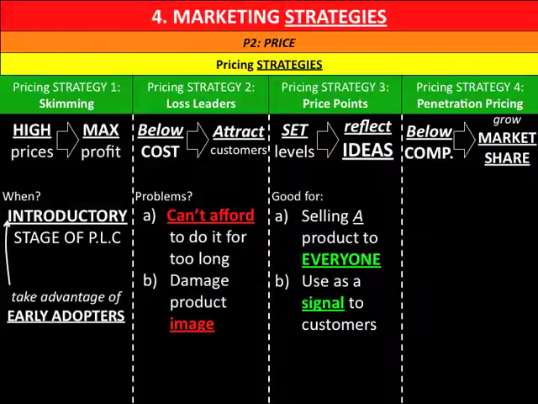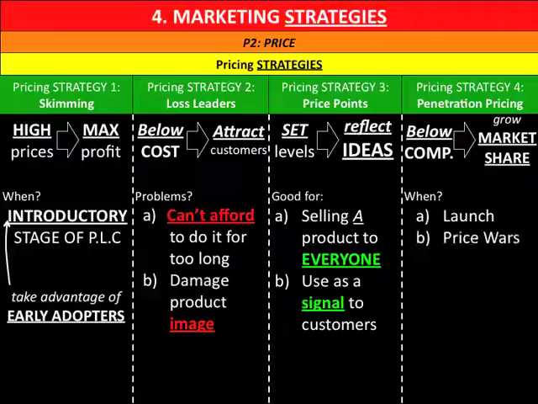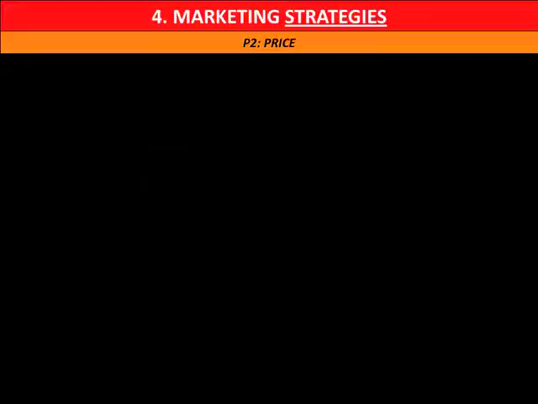And this is when you've got an oligopoly, you've got a couple of large businesses, and you want to break into that market. You're not necessarily going to set it below cost, but you're going to set it below the competitors' prices because you want to grow your market share and then put it up later. When do you use this? Well, you use it when you're launching a product, or when you're having price wars with say Woolworths and Coles.